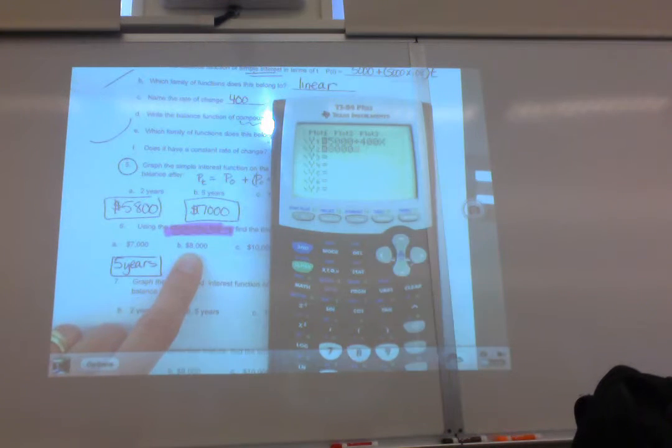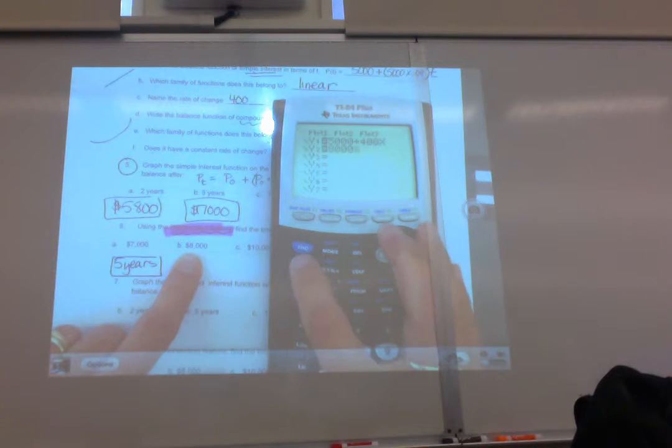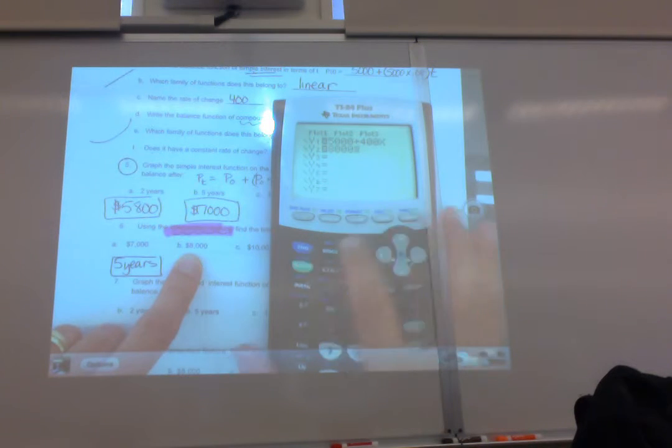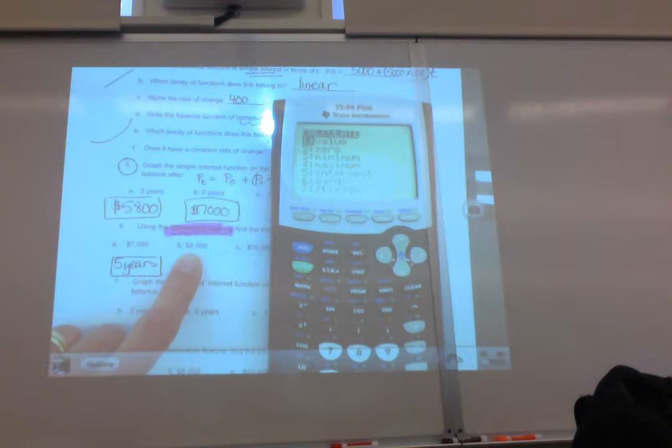I push second calc again. Second calc, just like we were doing before. Instead of value, you want intersect. Do you see it? What number? Okay, so we go down to 5, push enter.